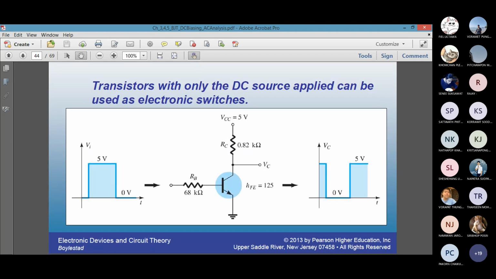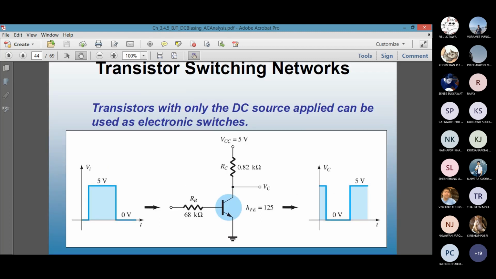We did an example like this. This is called an inverter. When the input is high, the output is low, and when the input is low, the output is high. Between 0 and 5 volt, if you convert this to Boolean or digital logic, 0 volt represents a digital low, and 5 volt can represent a digital high or 1.